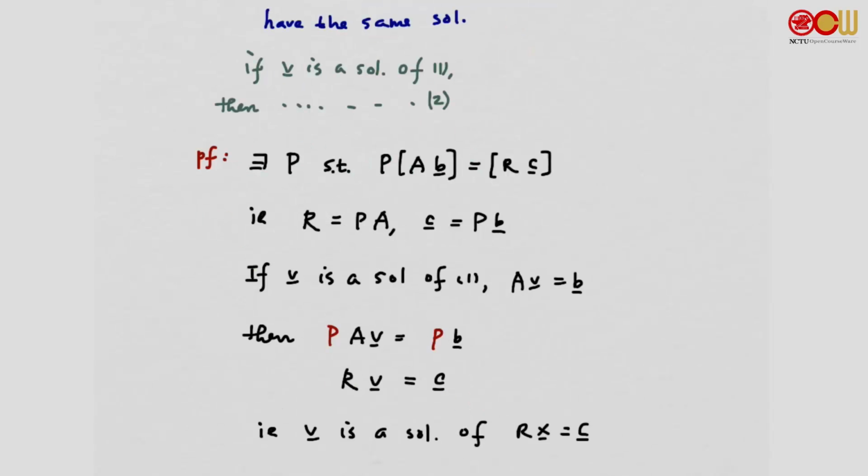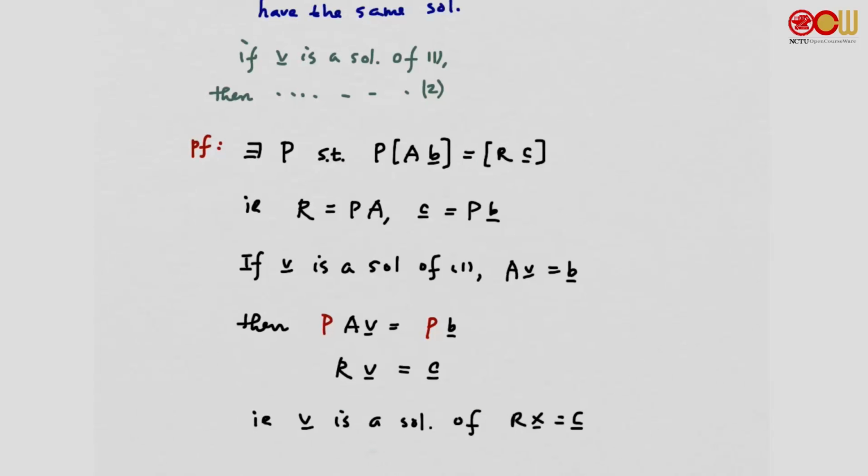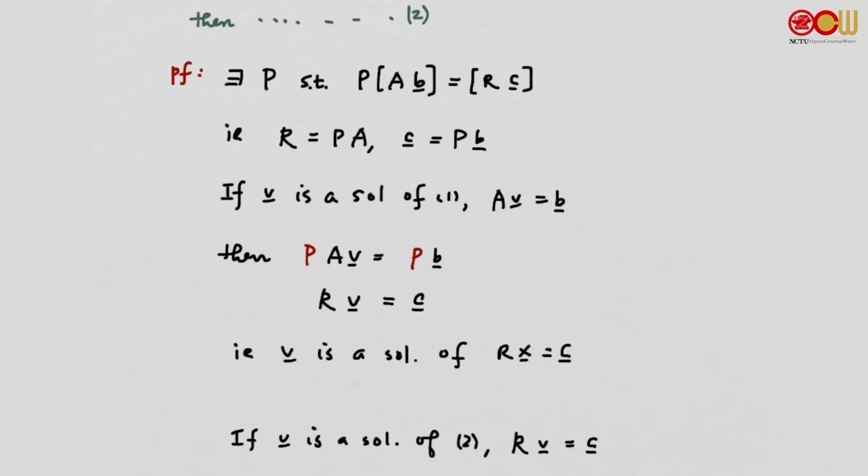There it is. It means V is a solution of Rx equal to C. It satisfies this system of linear equations as well. So indeed, if V is a solution of 1, it's a solution of 2. Now let's try the other direction.